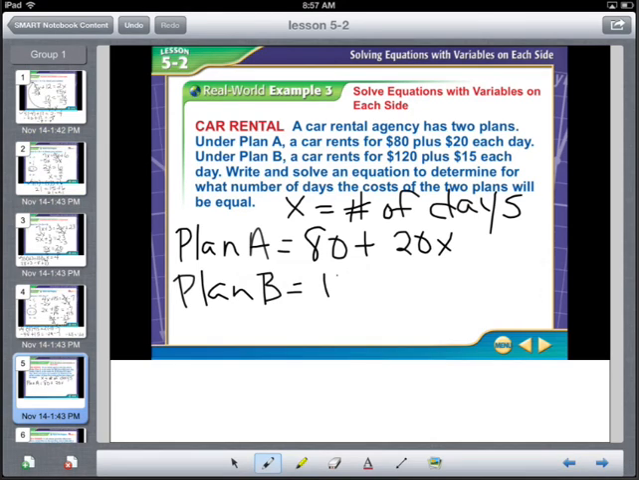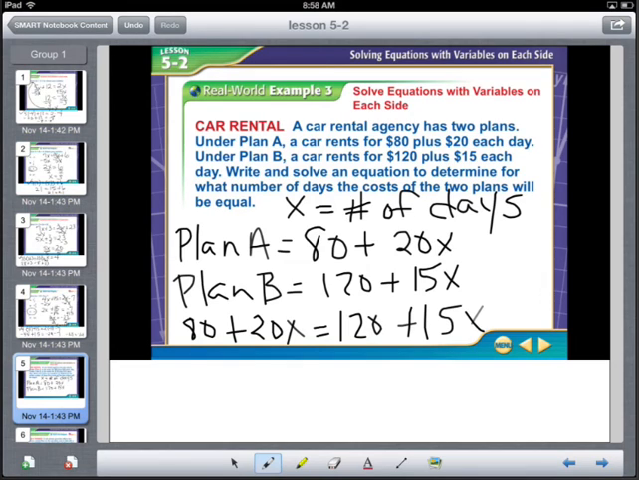Okay, it cost me $120 plus $15 times the number of days. Now the question is, at what number of days are the two costs going to be equal? So let's set those equal. When does 80 plus 20x equal 120 plus 15x?